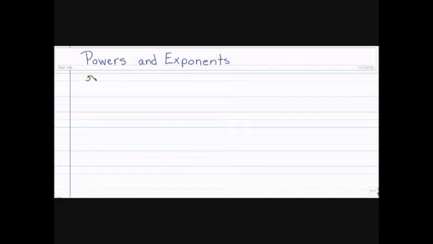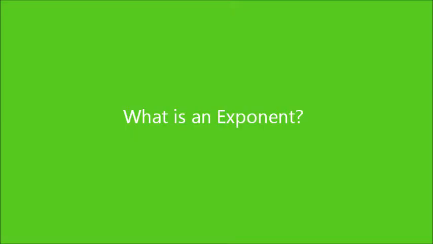5 times 5 times 5 times 5 times 5 times 5 times 5 times 5. Oh, my hand hurts from all this writing. Isn't there an easier way to do this? Well, there is an easier way. You can use exponents. What do you mean?